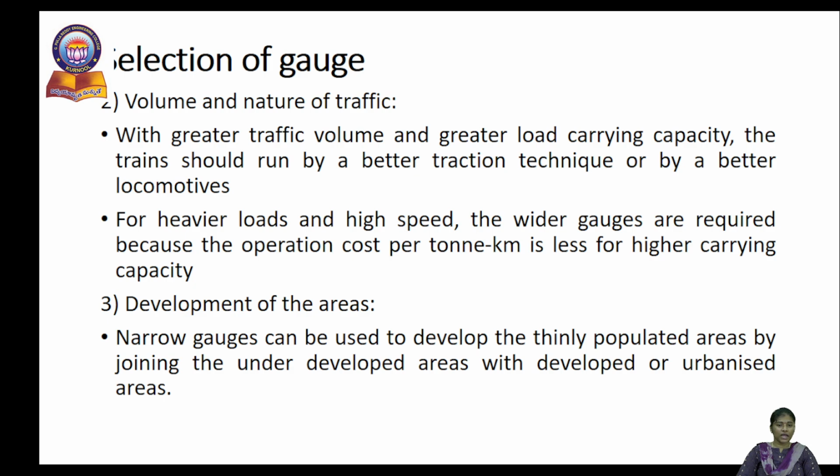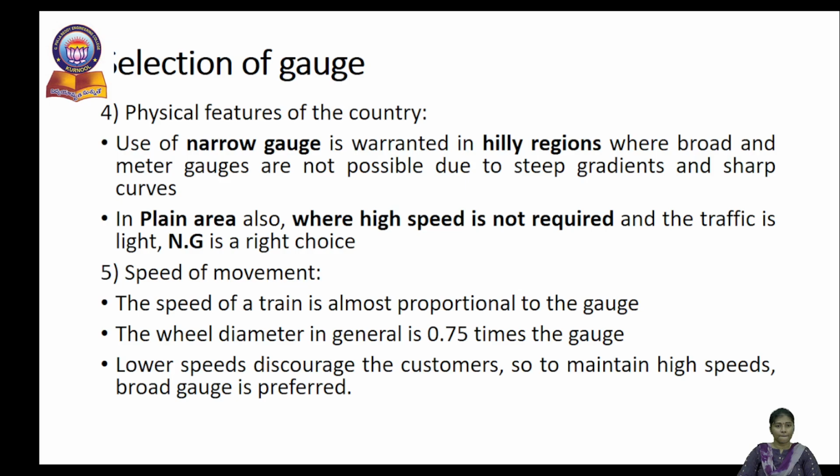Next, development of the area. Narrow gauges can be used to develop thinly populated areas by joining the underdeveloped areas with developed or urbanized areas. The next factor is physical features of the country. In general, in hilly regions we select narrow gauge, and whenever high speed is not required, traffic is light, and even if it is a plain area, we go for narrow gauge, which is the right choice.